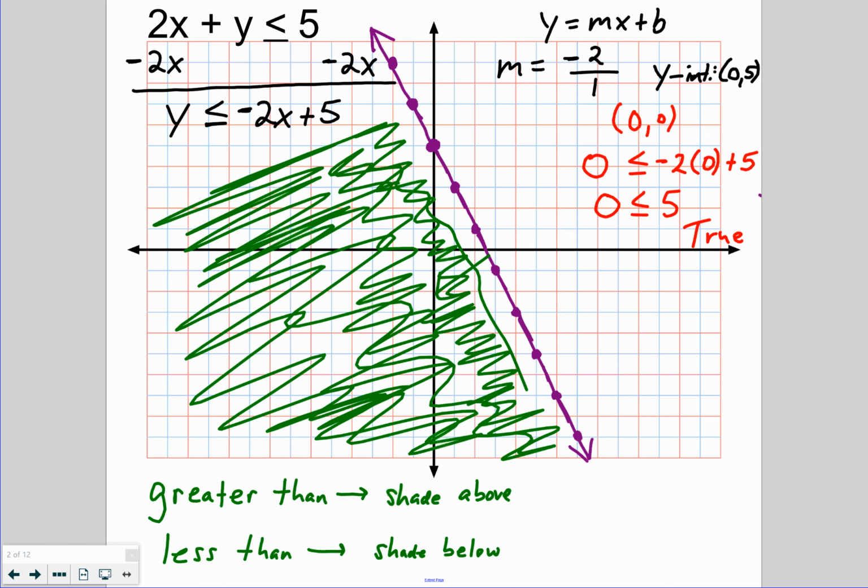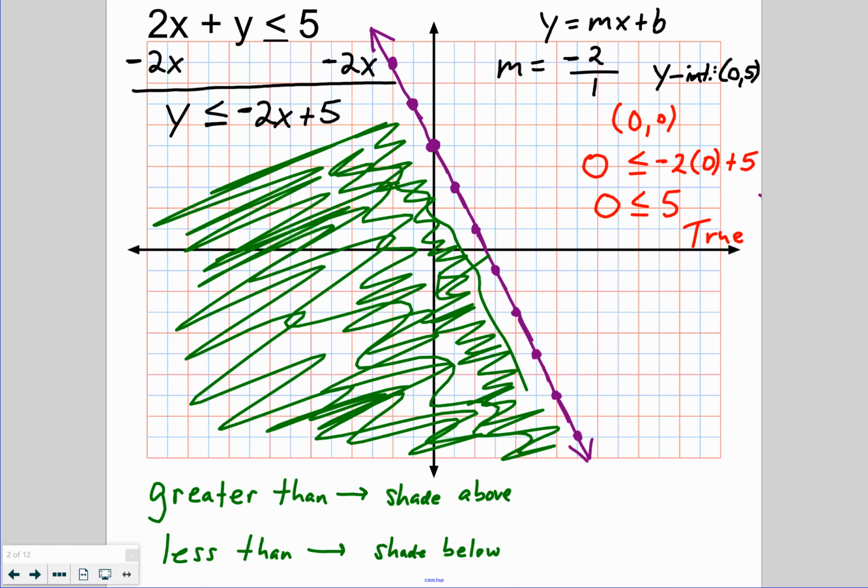There are two ways. The first way is I think of greater than as above, less than as below. Here it's less than, so I shaded below the line. The other way is to plug in 0, 0. If you plug in 0, 0 to this inequality, you get a true statement, which means 0, 0, which is right there, should be in my shaded region. So that's why it's shaded. If it's true, it needs to be shaded.